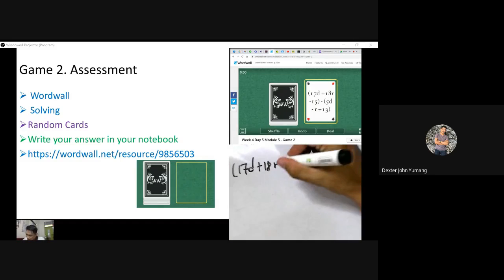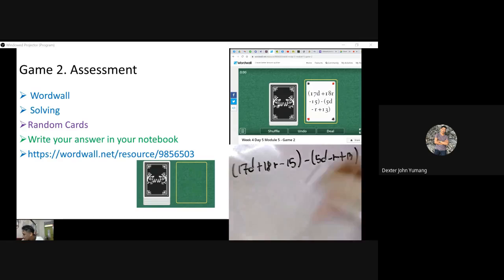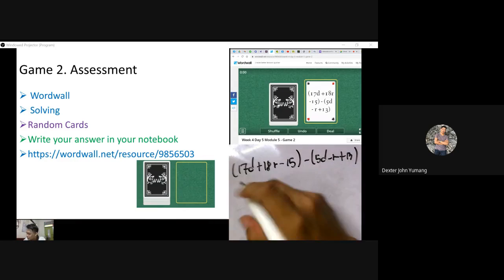18R minus 15 minus the group of 5B minus R plus 13. Okay, sino pong nabigyan ito? Sino pong minalas na nabigyan ng problem na ito? Wala ba? So, si Pearl. Tingnan natin, Pearl, kung tamang sagot mo. At saka si Asnia. Medyo mahirap po ito kasi marami po siyang numbers or expressions.